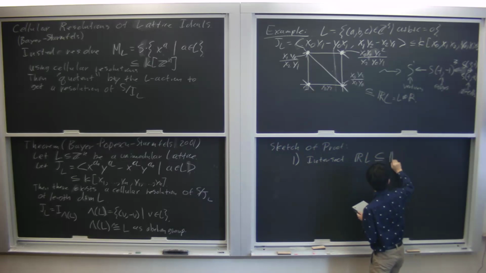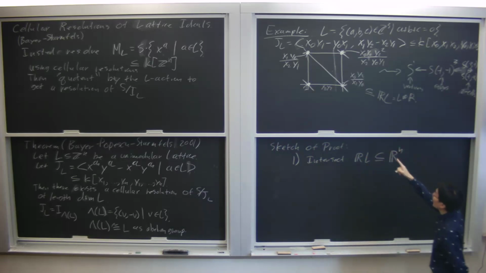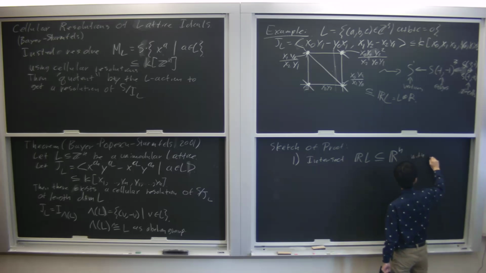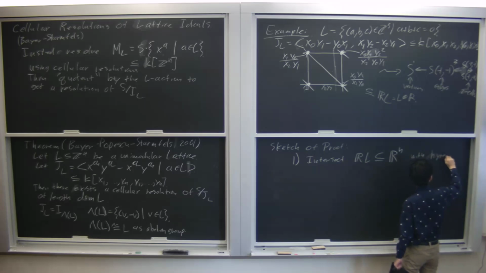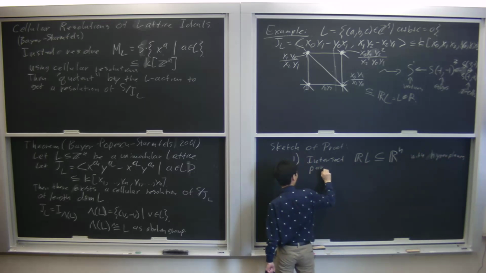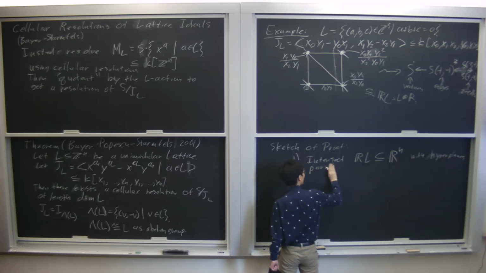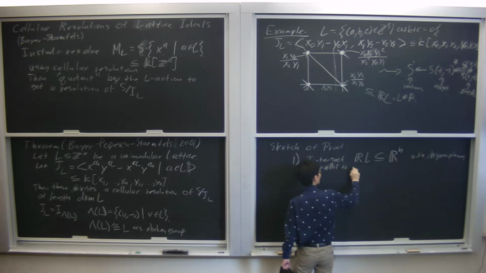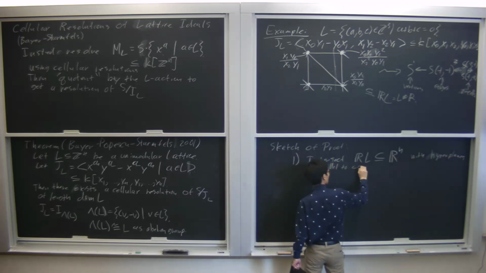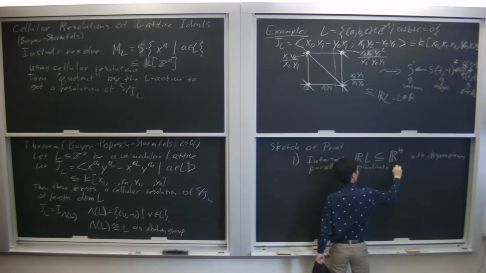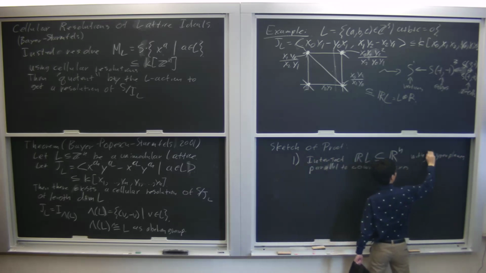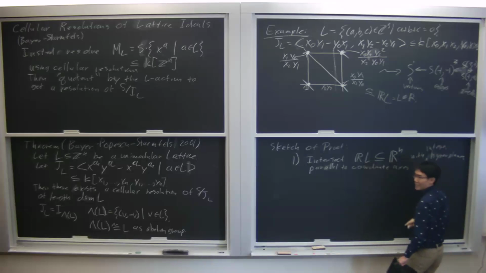Think of it as living inside of R to the n. So L lives inside of Z to the n, or in this case, Z to the 3. So RL lives inside of R to the n with hyperplanes, or not just coordinate, but parallel to the coordinate axes. Basically, this is the grid structure.